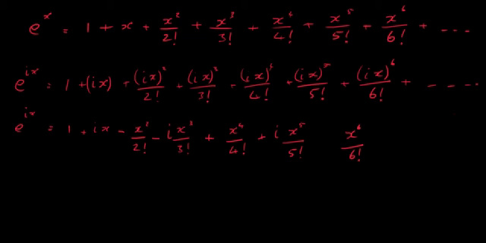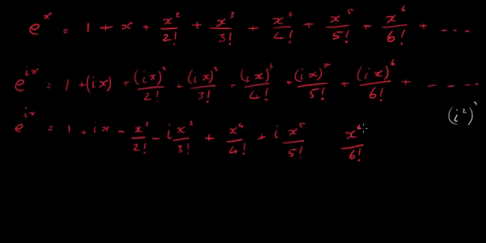It's going to be i squared cubed. 2 threes will give me 6. That's i to the power of 6. Well, we know i squared is minus 1. So minus 1 to the power of 3, that's going to be minus 1. So I'm going to have a minus in front of this x cubed.